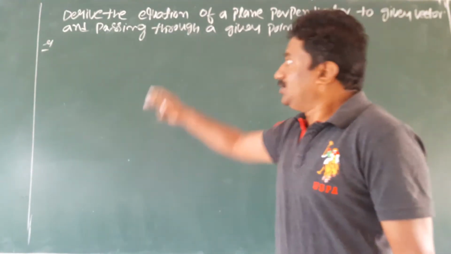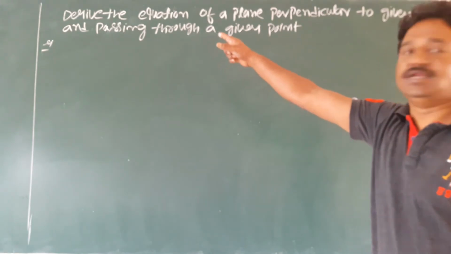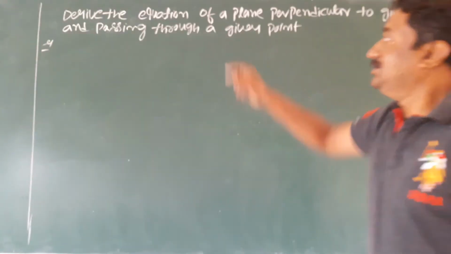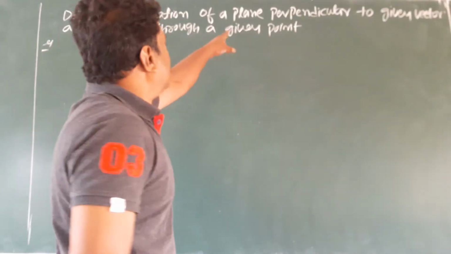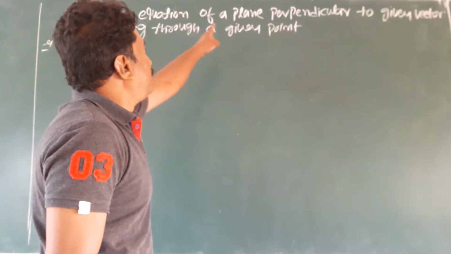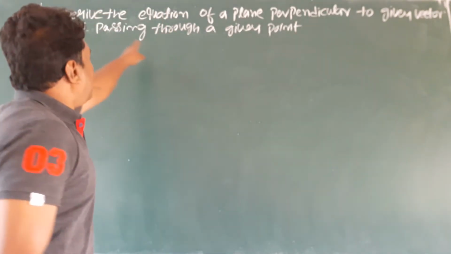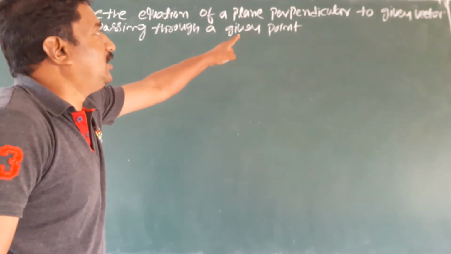So, look at the question, students. I have written a standard question on the board. Derive the equation of a plane perpendicular to a given vector and passing through a given point.